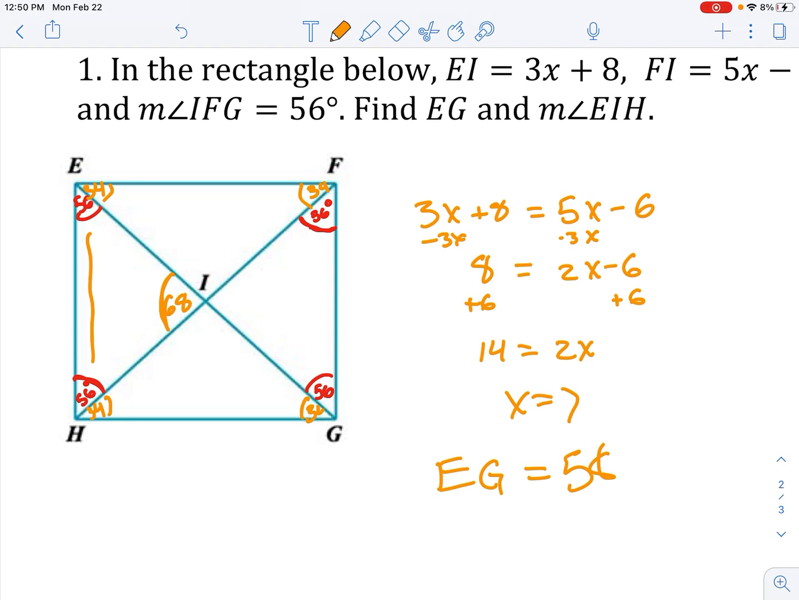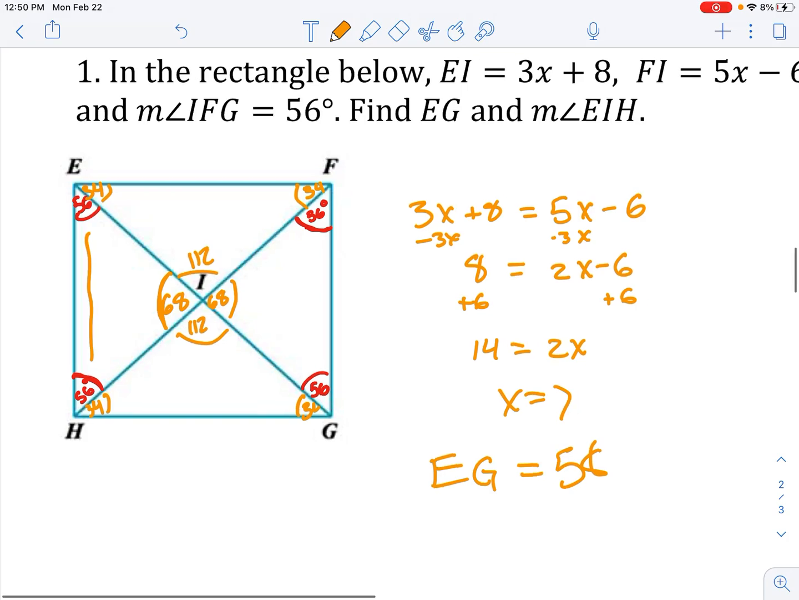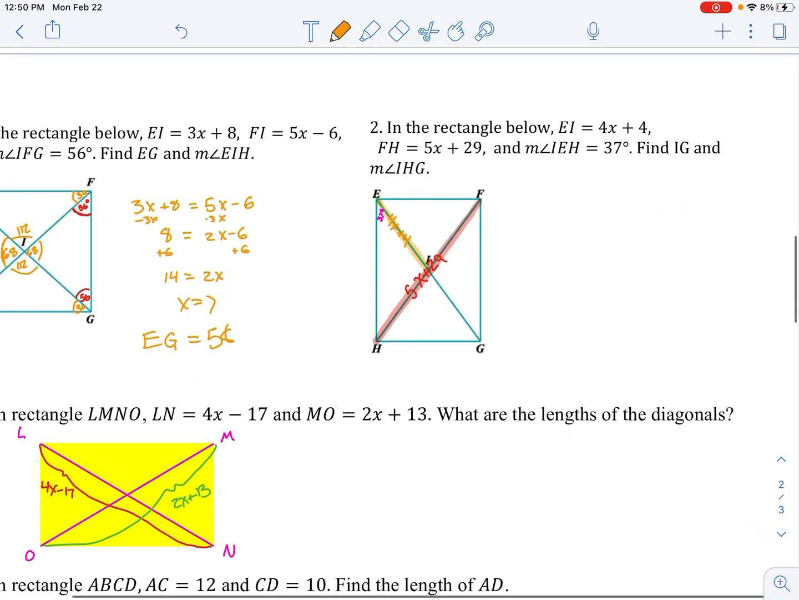So if that's 68, this one would be 68 because of vertical angles. And 112 would be that one. So we did a little bit more extra work than we had to, but that's all of those angles. We figured out all of those angles just by getting one of them. But you have to know that those are isosceles triangles.